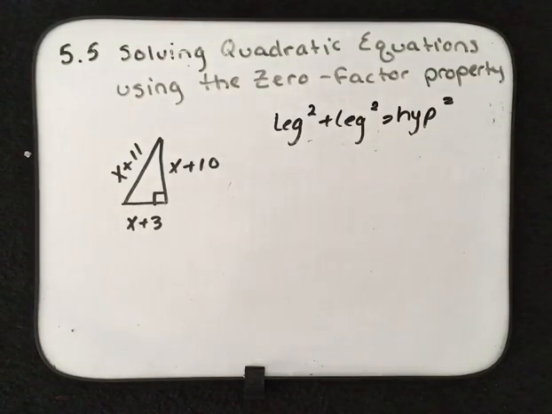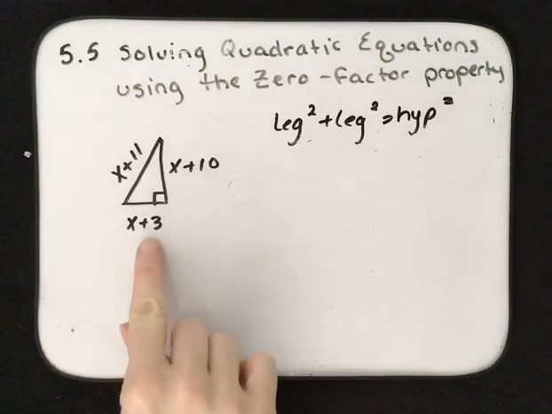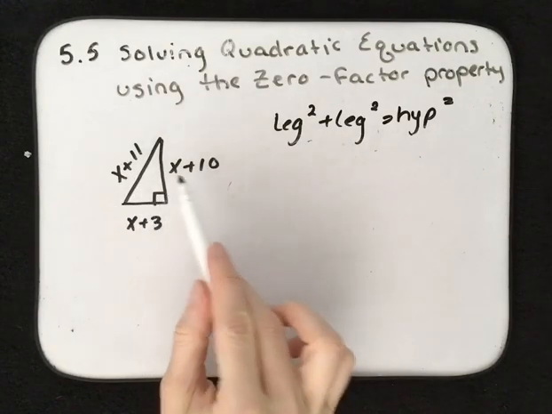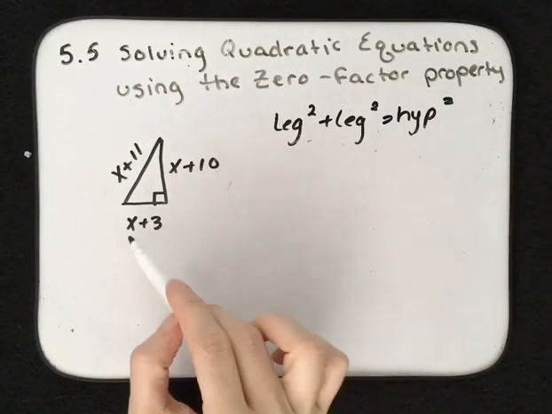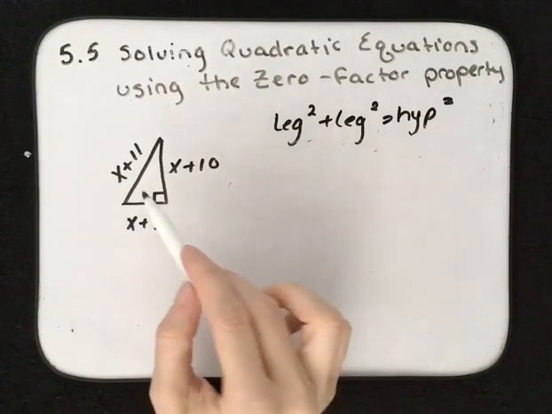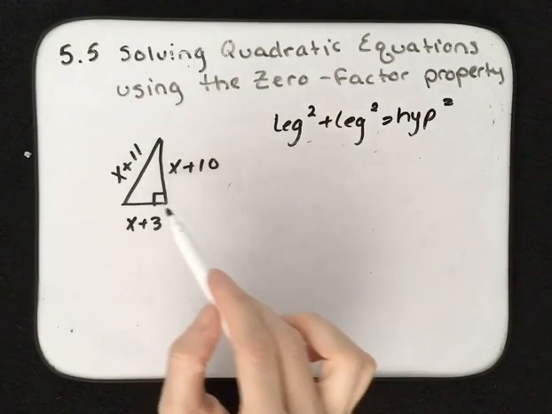Solving quadratic equations using the zero factor property. For the first example, we're going to use our Pythagorean theorem and consider this triangle. In this triangle, the hypotenuse is x plus 11, one leg is x plus 10, and one leg is x plus 3. The goal of this question is to find the length of each side of this triangle.